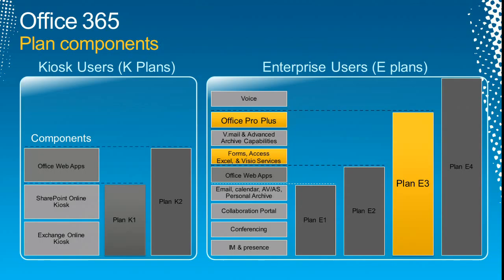So let's look at the right-hand side first, the enterprise users. So if someone comes to you and says, hey, I need a solution which uses Access services or Excel services, the key question to ask would be, do you have the E3 plan or the E4 plan? Because if they do not have the E3 plan or the E4 plan, these services will be disabled. So you will not be able to develop solutions around InfoPath Forms, Access services, Excel services, and Visio services. So that's something in terms of the development that you have to keep in mind.